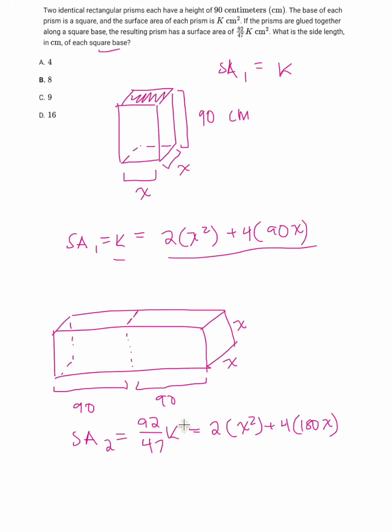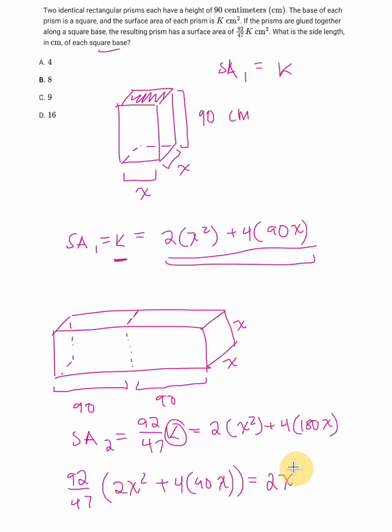But you can probably see that we already have an expression for k up here. So if we replace k with this expression, we get 92/47 times 2x squared plus 4 times 90x equals 2 times x squared plus 4 times 180x. Now we simply have one equation with one variable, x, and because of that, we can use Desmos to solve this equation for solutions of x.